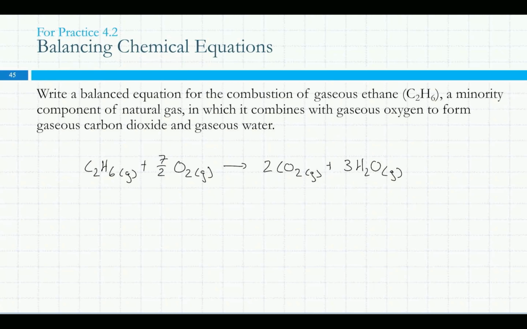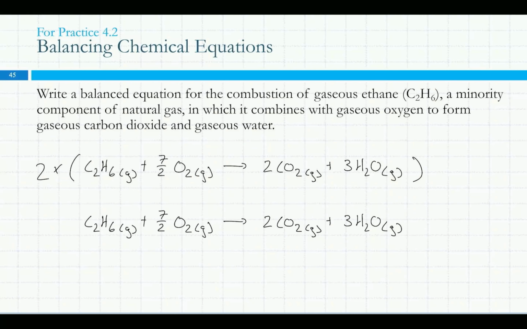So I'm going to do this. We'll multiply everything by 2. When you're doing this, probably just erase these. Right, so this will be 2, this will be 7, this is 4, and this is 6. If this was O3 and I needed 7, then I'd do 7 over 3. Right? It's whatever this number is here, that's what determines the fraction that you use.